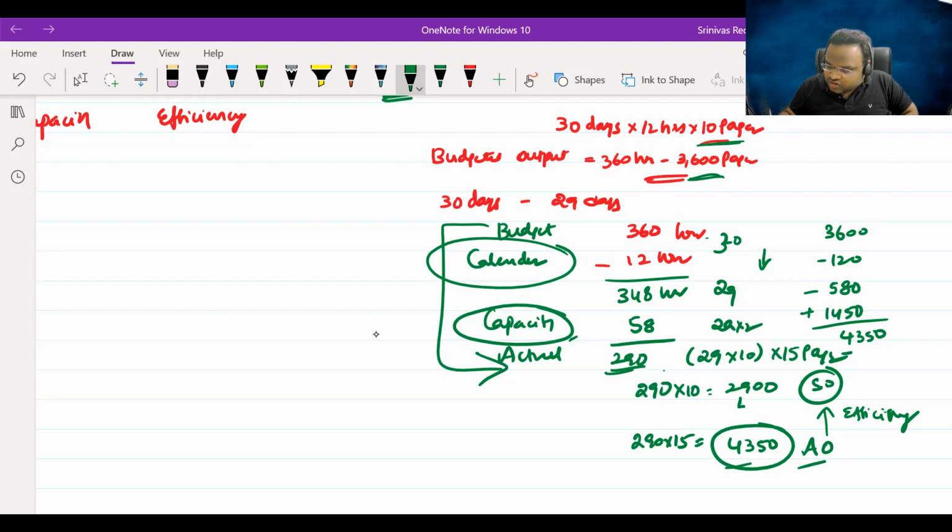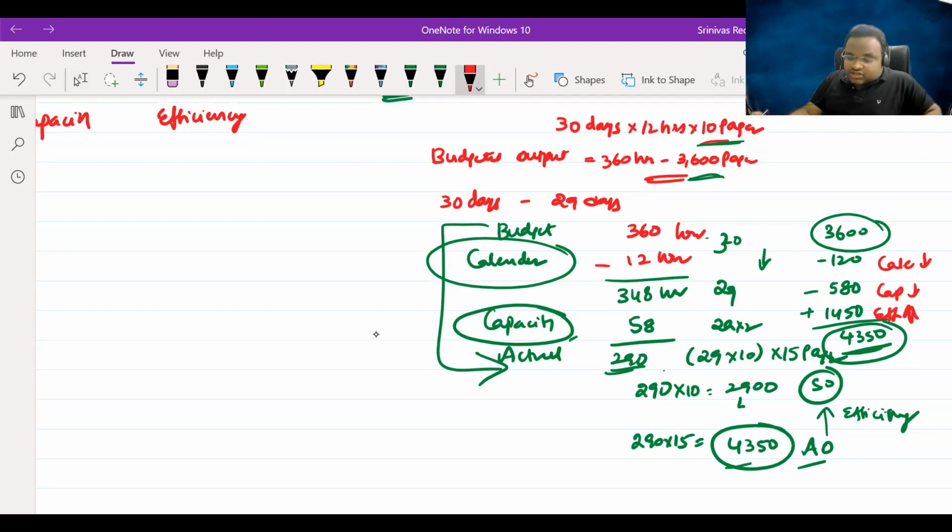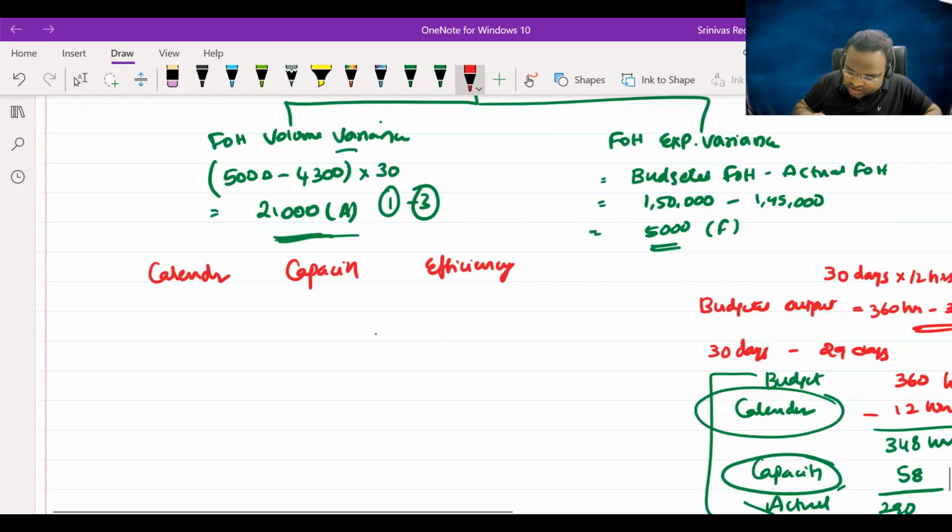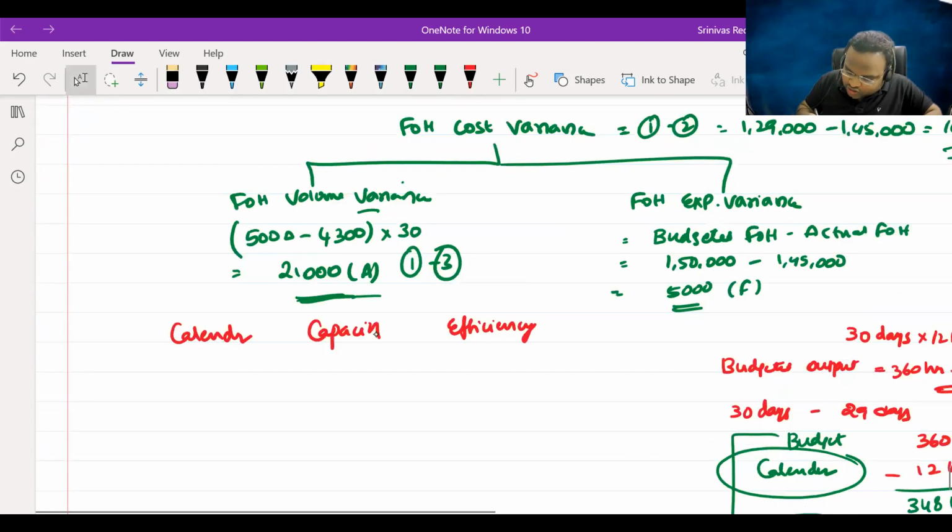So from 3,600 to 4,350, calendar down, capacity down, efficiency more. That means, what is this 3,600? Budget. What is this 4,350? Absorption, actuals. That means volume variance is what? Volume variance is absorption minus budget.